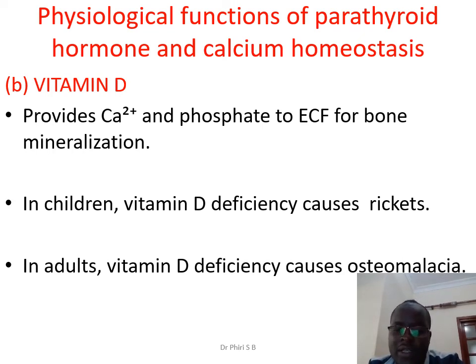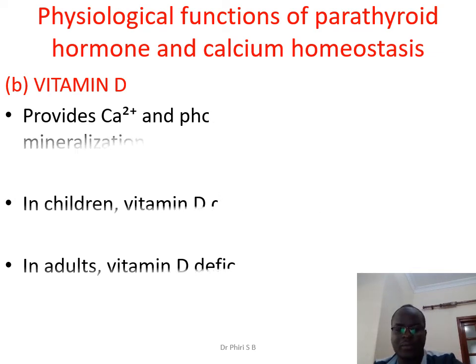In adults, vitamin D deficiency causes osteomalacia. The bones will become very weak and then you'll be prone to fractures. They can easily fracture because the bones are very weak. Because now you're an adult, you find that the bone can't necessarily bend, but it will become very weak and then it will be more prone to fractures.